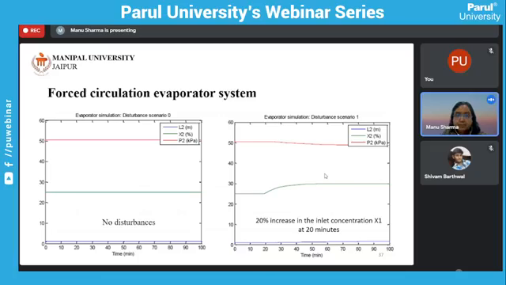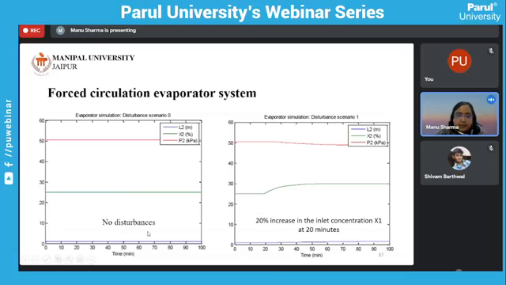So once you have simulated the model, you will get the results either in the form of numerical values or in graphical form. For this evaporator system, this is the first graph. It shows the steady state result. You can see that nothing is changed with respect to time. That means the process is operating at steady state. No disturbance is there.